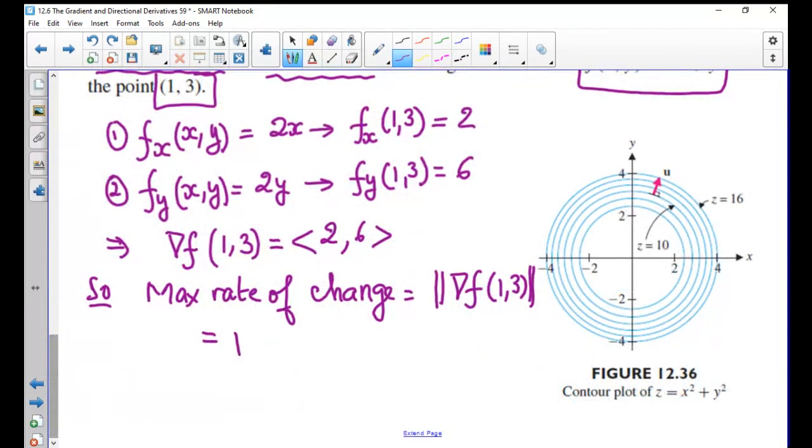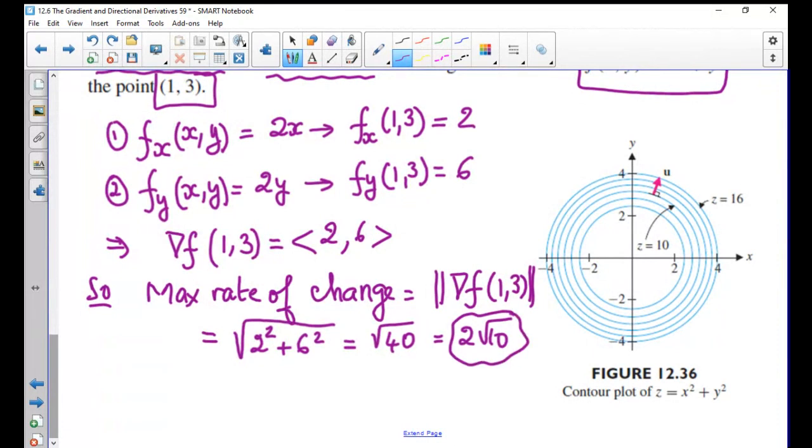So it's going to be the square root of 2 squared plus 6 squared, and this will give you the square root of 40, which is 2 square root of 10, and this is the maximum rate of change of this function. So this function is changing around the point (1, 3). It is changing when you move in different directions. The maximum rate of change is 2 square root of 10.